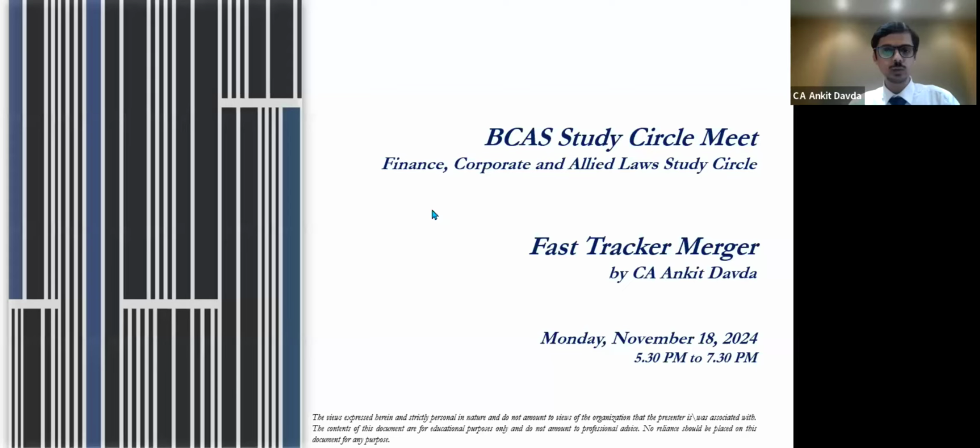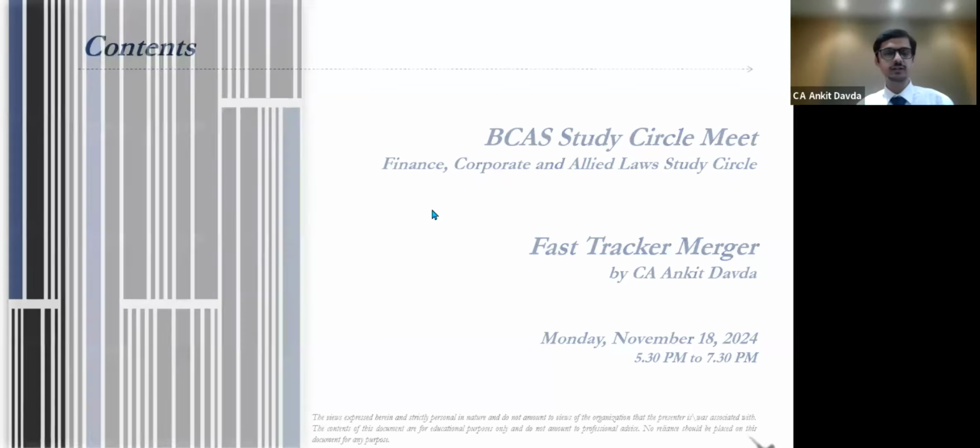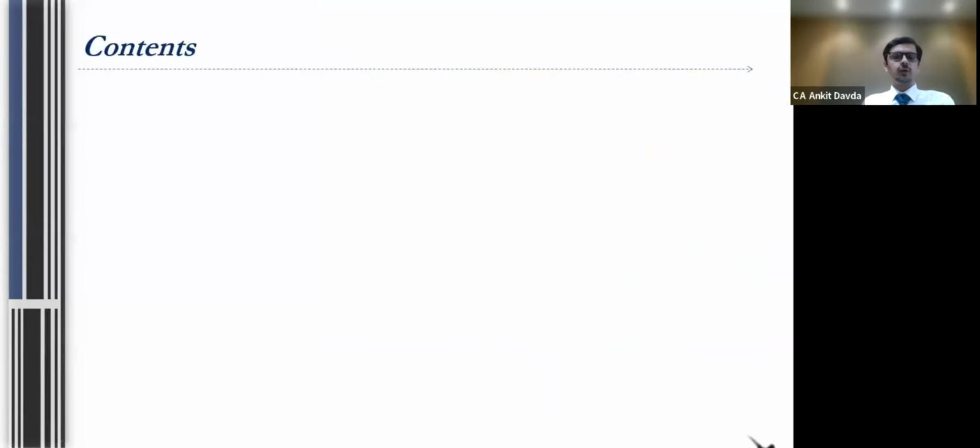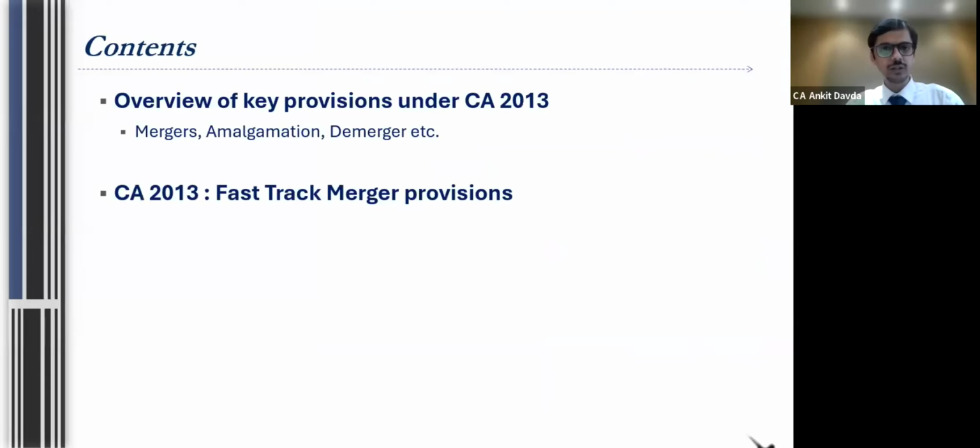This topic is very specific. Many of you would be aware that a scheme of arrangement, as it is widely known, contains a lot of different provisions. It could be merger, amalgamation, demerger, and there could be different sorts of arrangements and compromises between companies. But given today's topic, which is very specific to fast track merger, FTM, as it is widely known.